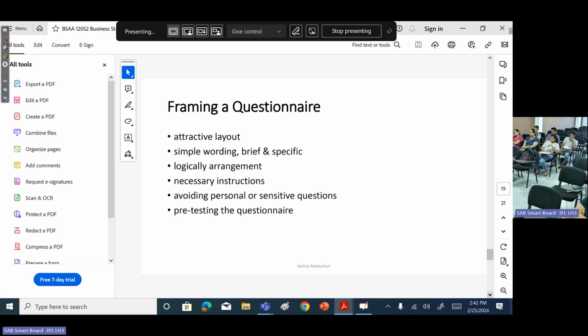Okay. Understood? Then normally in the examination paper, at the beginning of the questions, on the first page, we include the instructions. That is the same as in the questionnaire. First, you should provide the instructions on how to answer the questions. Then, avoid personal or sensitive questions. Normally, we do not ask personal or sensitive questions through this questionnaire.